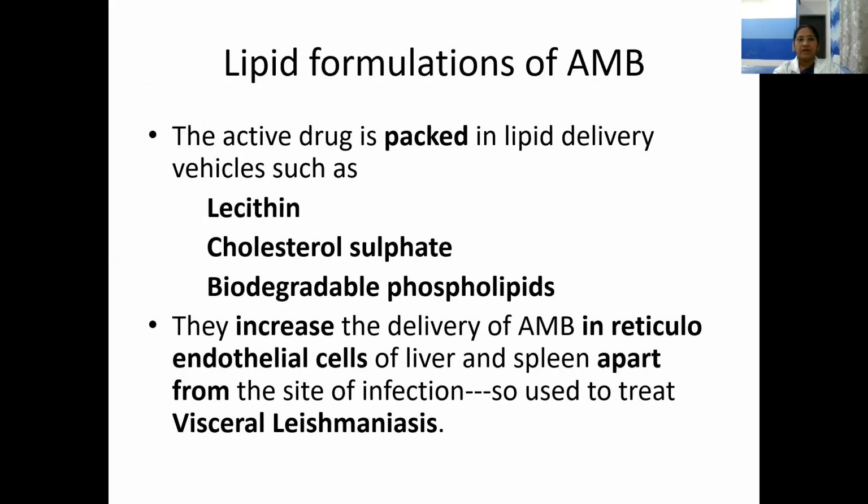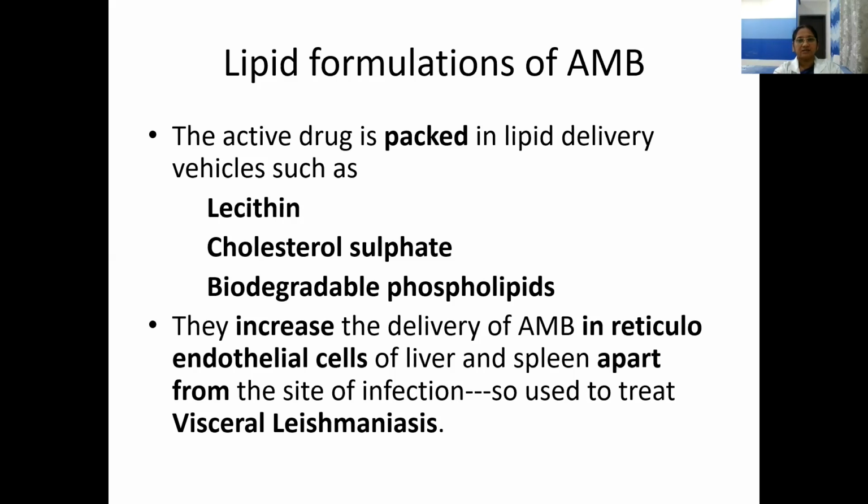Coming to the lipid formulations of amphotericin B. This conventional amphotericin B is highly toxic. It is highly nephrotoxic and it will lead to anemia. So the lipid formulations are prepared. These lipid formulations have fewer adverse effects but are very costly. But they are the drug of choice for chronic infections and where conventional amphotericin is intolerable.